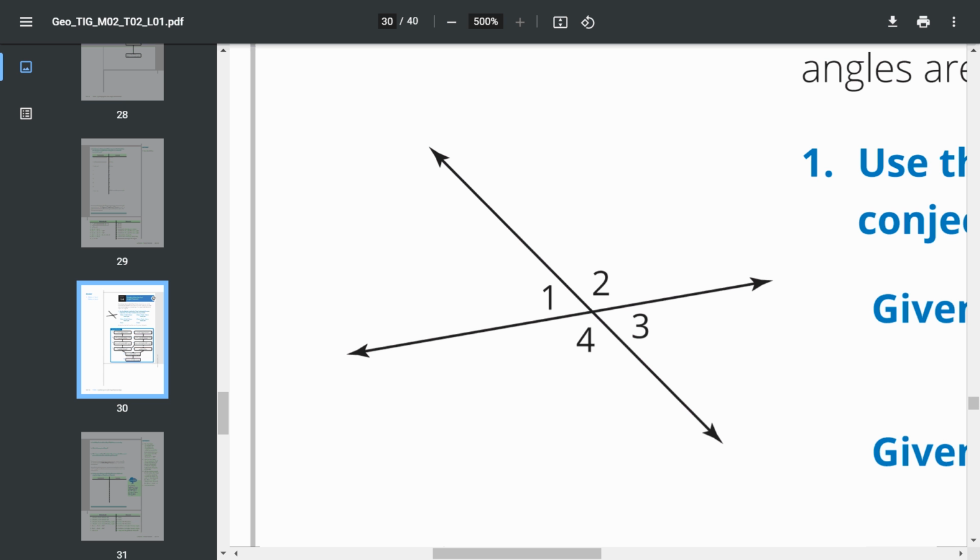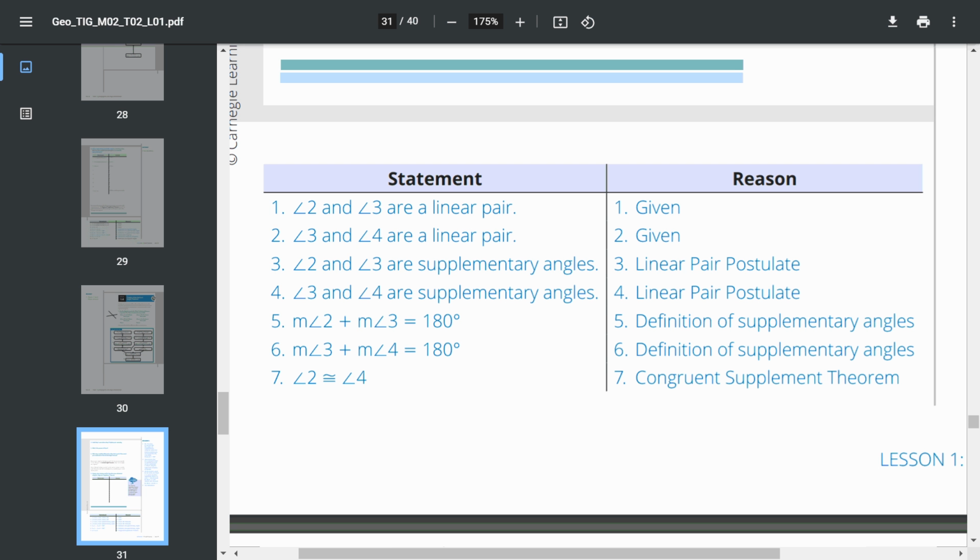The next diagram we are going to refer to is this one right here. We've got an X with lines and angles 1, 2, 3, and 4. Pause here if you need to take a closer look at this diagram. We are going to go ahead and prove our vertical angles theorem. So here's our proof for our vertical angles theorem.